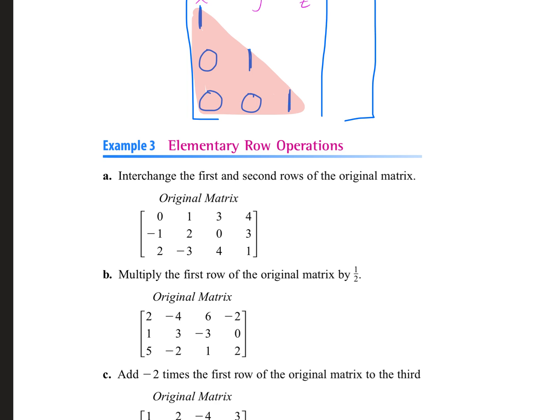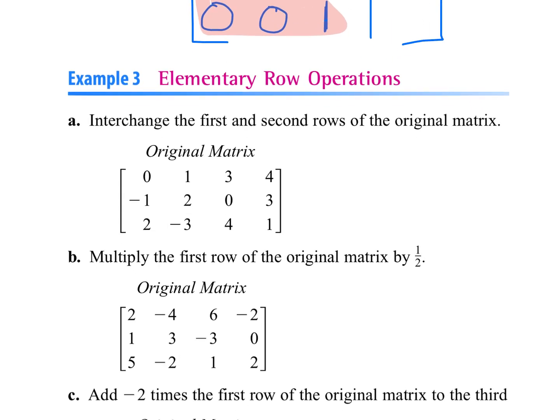It says interchange the first and second row. All right, so here's my original matrix. What does it mean to interchange? To switch, all right? So if I interchange the first and second rows, what does my new matrix look like? Okay, -1, 2, 0, 3, then what? 0, 1, 3, 4, then what? 2, -3, 4, 1. Good. You interchange the first 2 rows.